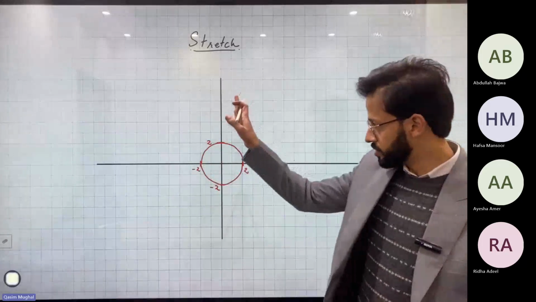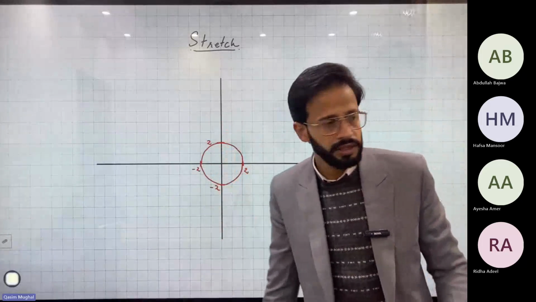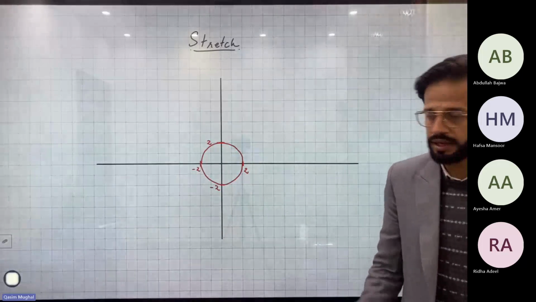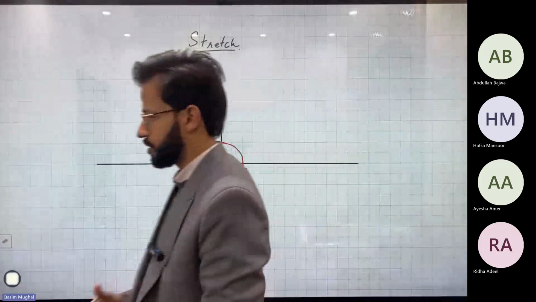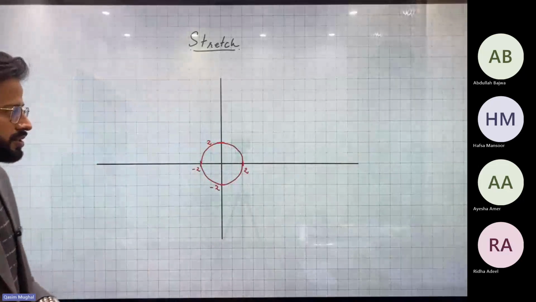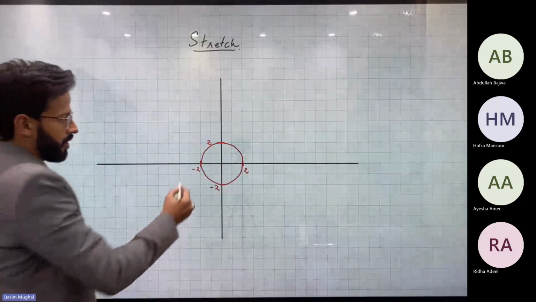If you recall, this is failing the vertical line test. सिर्फ एक stretch का idea देने के लिए मैं एक circle से start कर रहा हूँ, ठीक हो गया? Because whether you apply it on a function or any shape, the procedure is exactly the same.